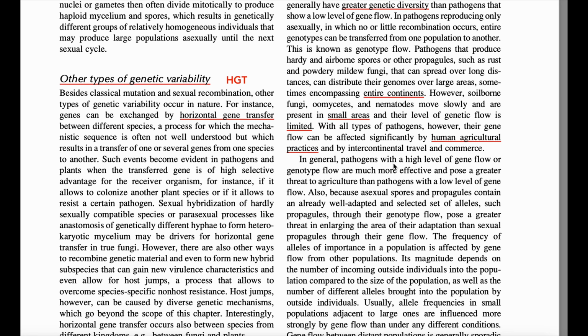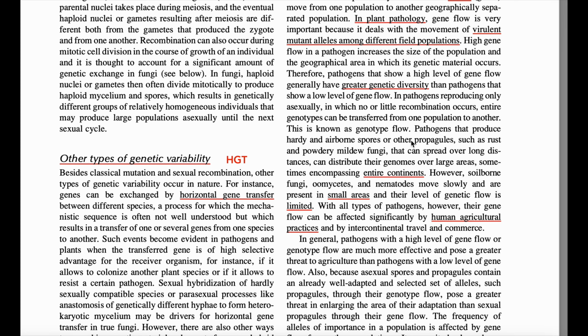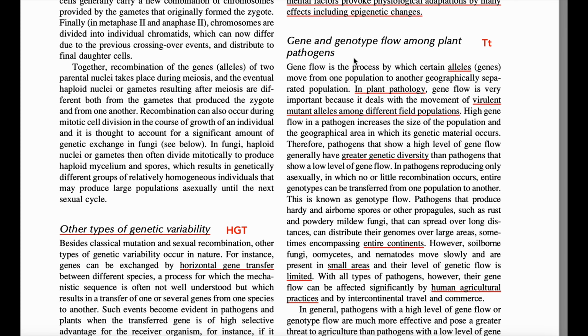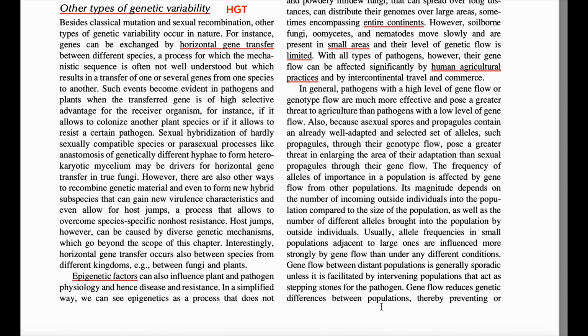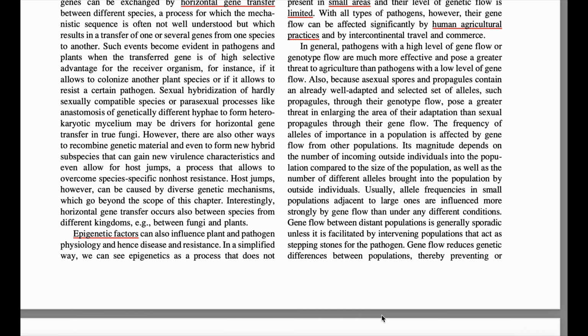In general, pathogens with a high level of gene flow or genotype flow are much more effective and pose a greater threat to agriculture. Yes, that's it. You have understood what gene flow is, right? Gene and genotypic flow in plant pathogens. They have only discussed it further with some more explanations and examples.